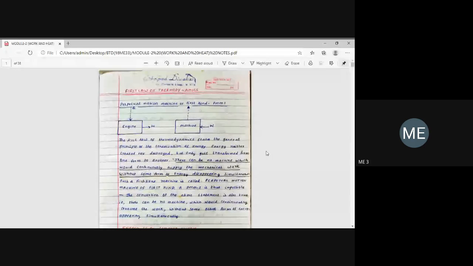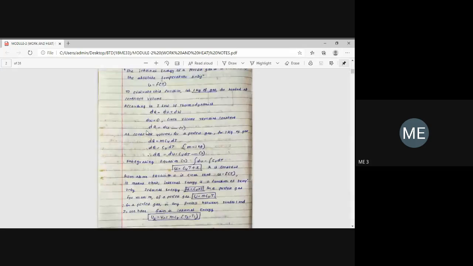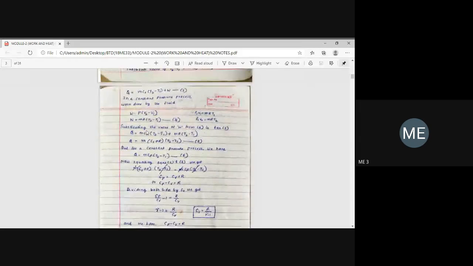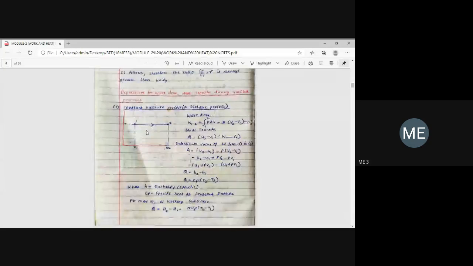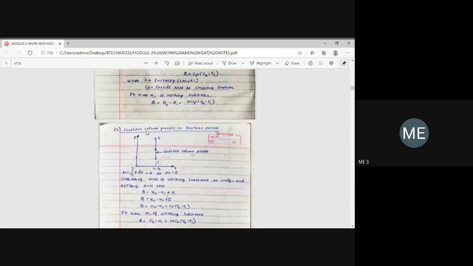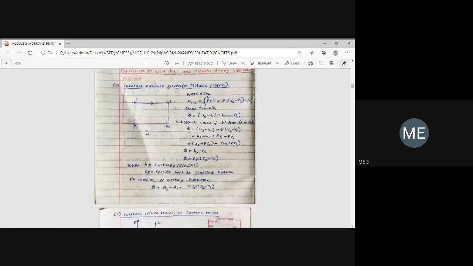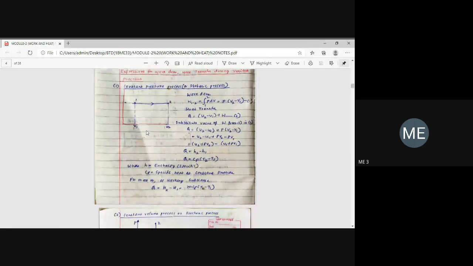Whether screen is visible? Is it visible? Yes, sir. Okay. Okay. You see the diagram. Okay.